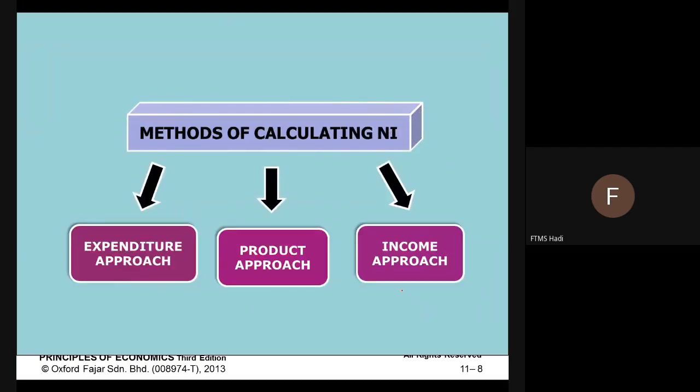Okay, we have methods of calculating national income. The first one, expenditure approach. Expenditure means more on spending. That means it's more on government spending. The more government spends, the GDP and then the national income will increase, because it is not only spending but also more on investing.